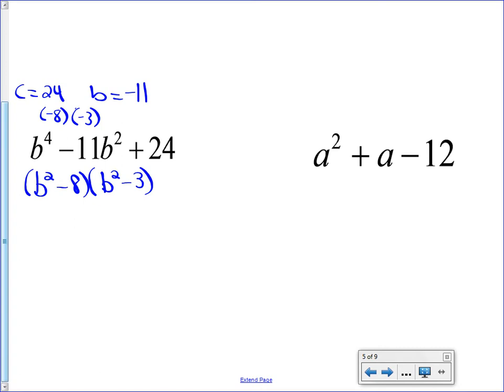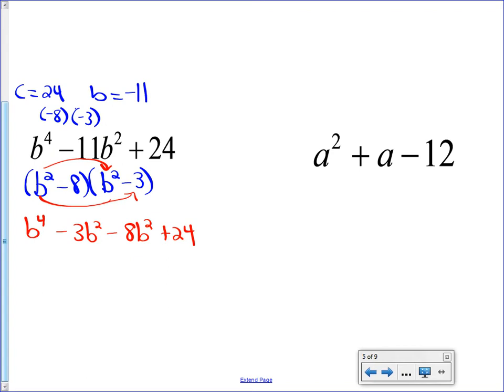So that one was a little bit tricky with the exponent. Okay? And again, if I were to check this with FOIL, b squared times b squared gives me b to the exponent 4, minus 3b squared, minus 8b squared, plus 24. That's what I get when I use FOIL here.